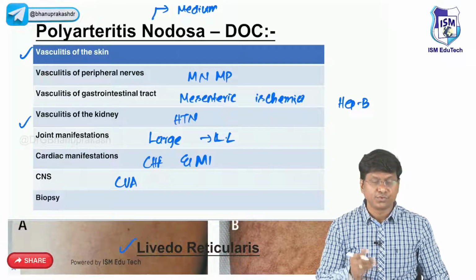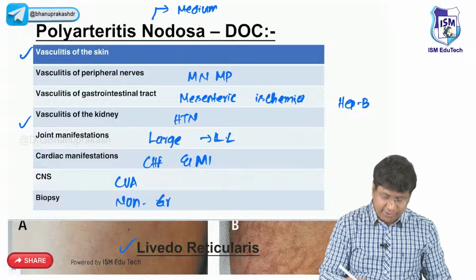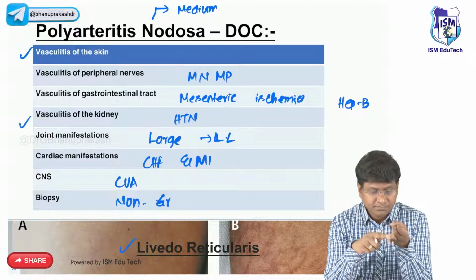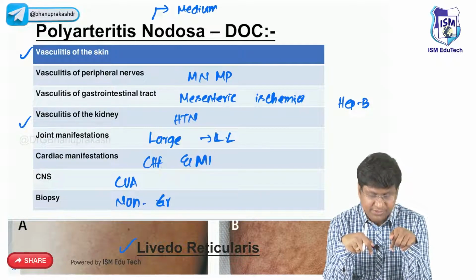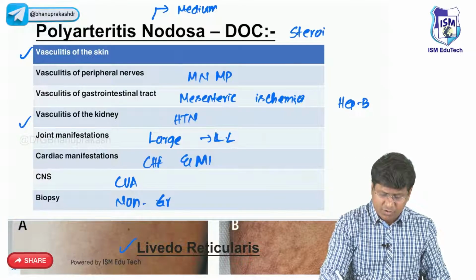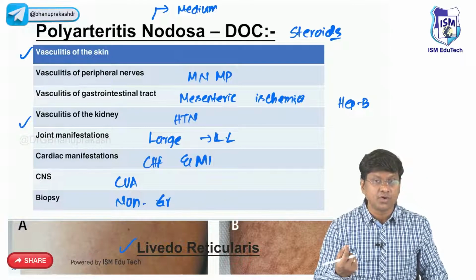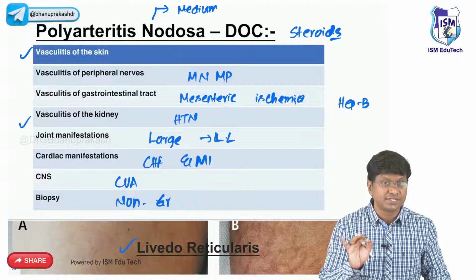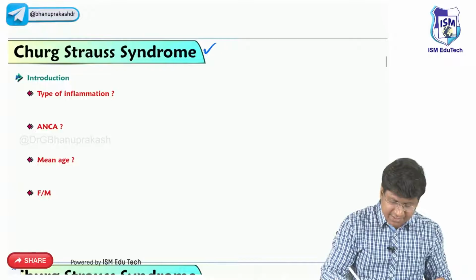Then what does the biopsy show? Biopsy in polyarteritis nodosa shows non-granulomatous inflammation. Where do you come across granulomatous inflammation? That is Wegener's, Takayasu, and giant cell arteritis. Whereas in polyarteritis nodosa, you have non-granulomatous inflammation. And what is the drug of choice? It will be corticosteroids, the cornerstone of treatment. So this completes the discussion of polyarteritis nodosa, a medium vessel vasculitis. Now, the next important form of vasculitis that you need to know is Churg-Strauss syndrome.